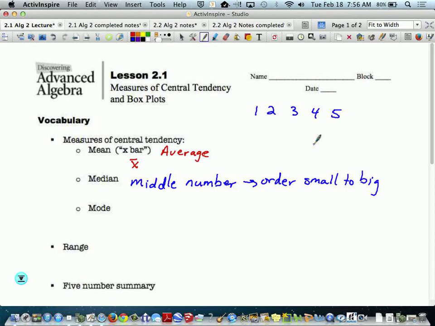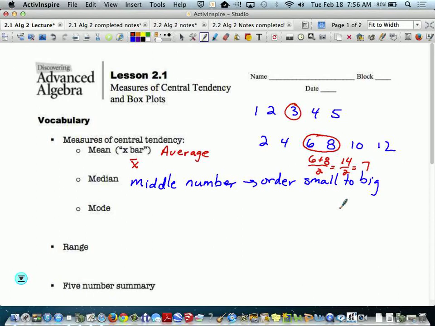1, 2, 3, 4, 5. What's the median? 3. Now I have 2, 4, 6, 8, 10, 12. Now what's my median? 7. So the idea is you're going to have 2 in the middle. So you have to take 6 plus 8 and divide by 2. So 6 plus 8 is 14, divided by 2 is 7.